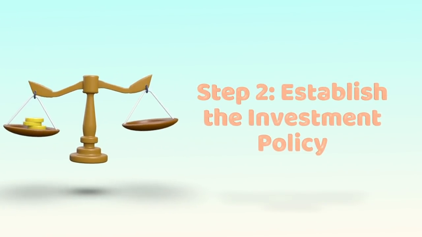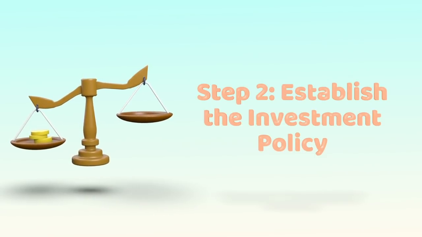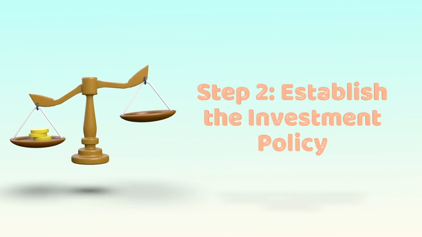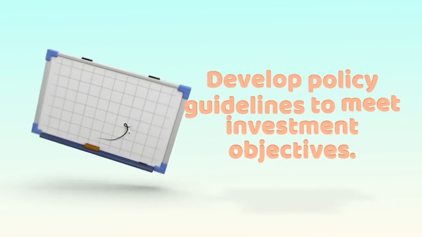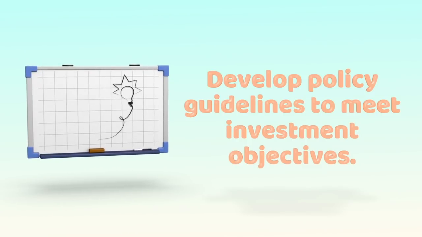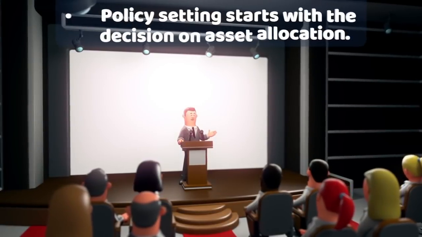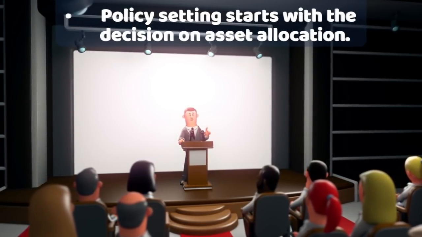In the investment management process, the second major task is the development of policy guidelines to meet the investment objectives. Policy setting starts with the decision on asset allocation. Second step is develop policy guidelines to meet investment objectives. Policy setting starts with the decision on asset allocation.